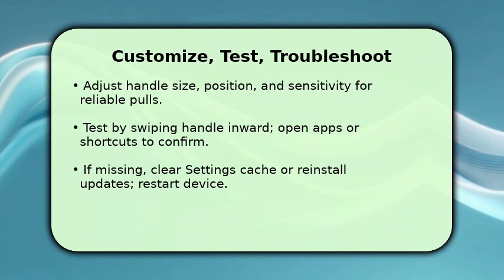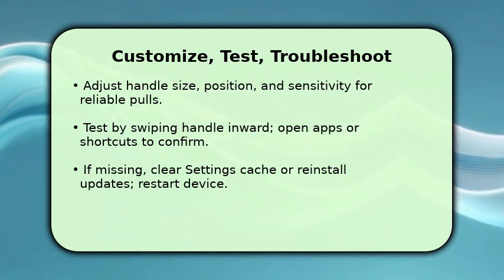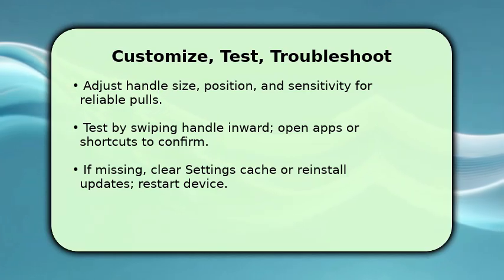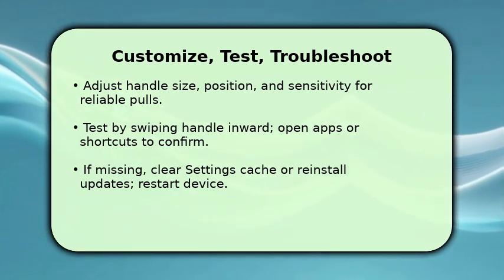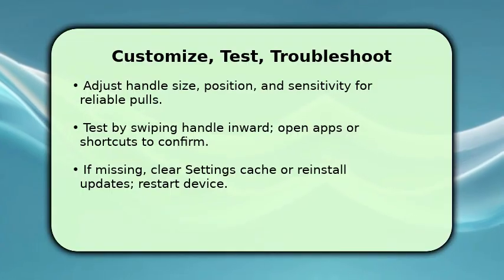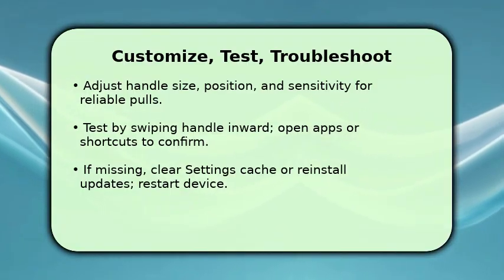If the panel doesn't appear, make sure Edge Panels are allowed in Display Settings, clear the Settings app cache, and restart the phone. If that fails, install pending system updates or reset display preferences to restore the feature.